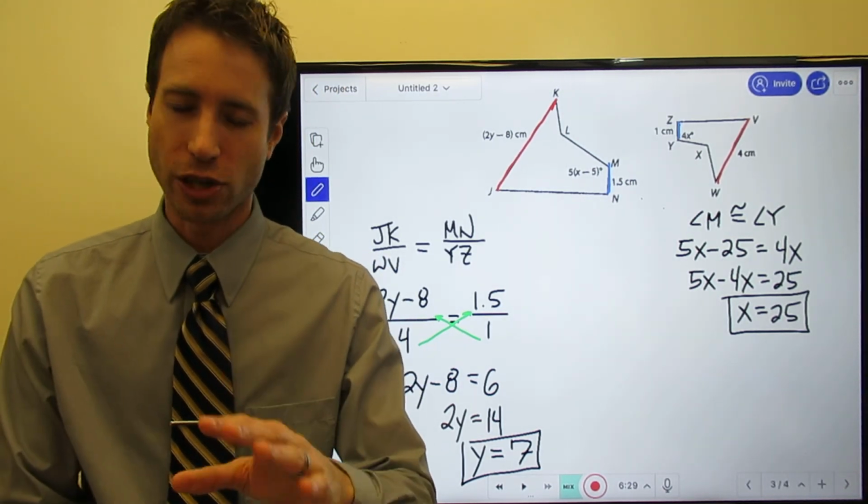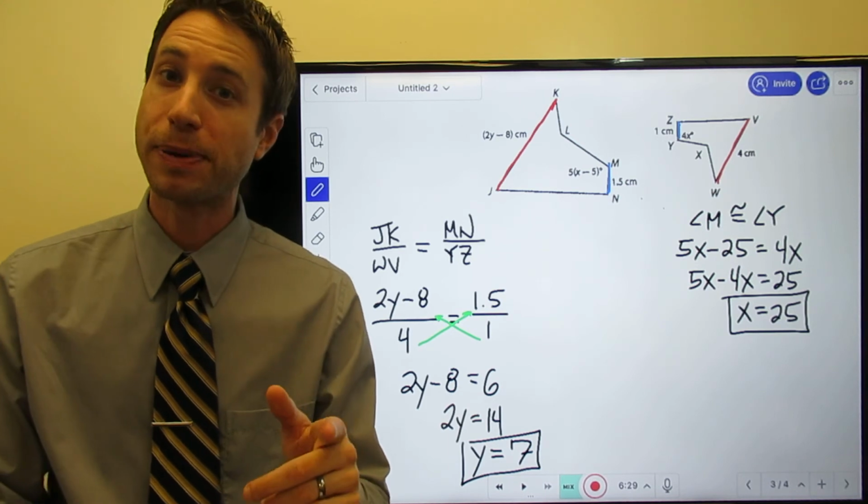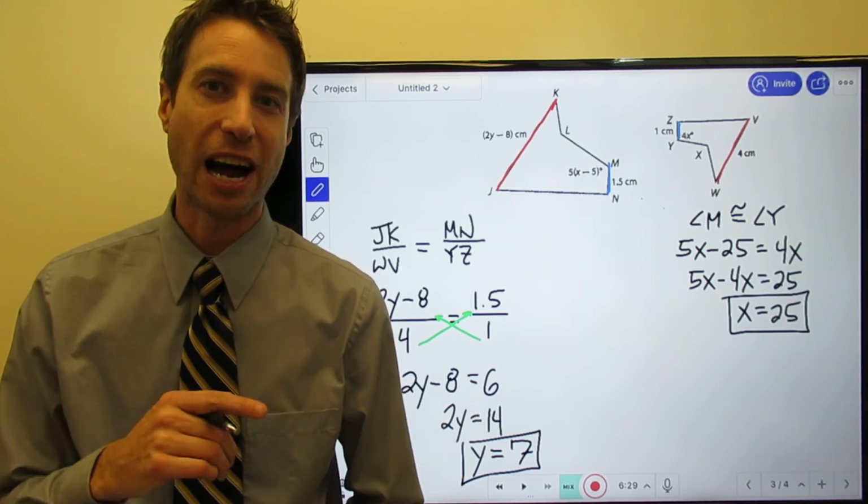Head on over, the algebra for you. Head on over to the next page of the notes. I have another example problem for you, and I'll meet you guys there.